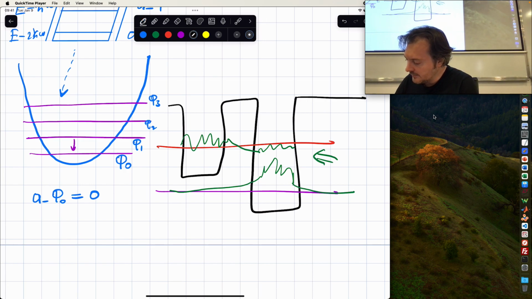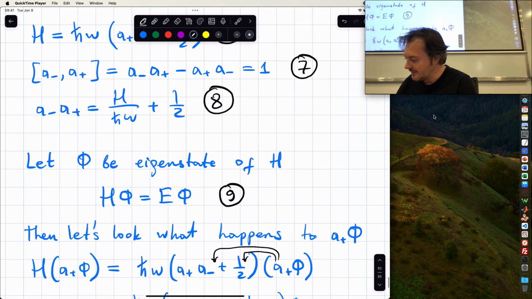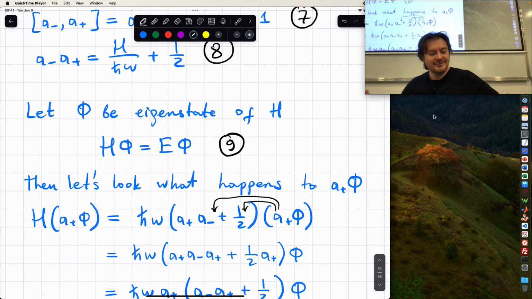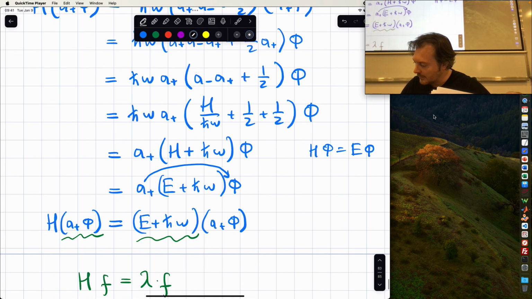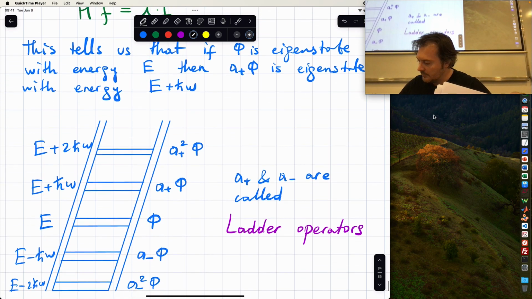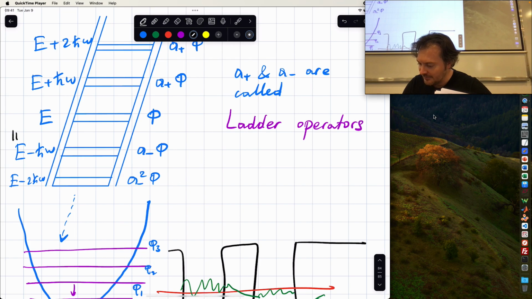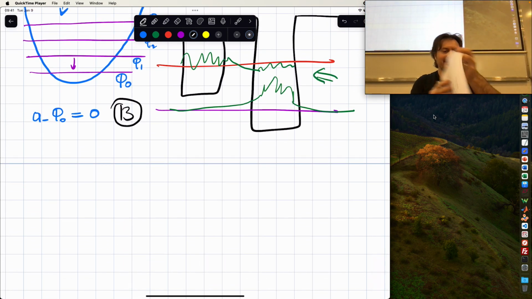Let's call this number 13. How many have we skipped? Last time we were at 9. Let me just put some numbers to the equations. I called this one number 10. This one is number 11. And also 12.